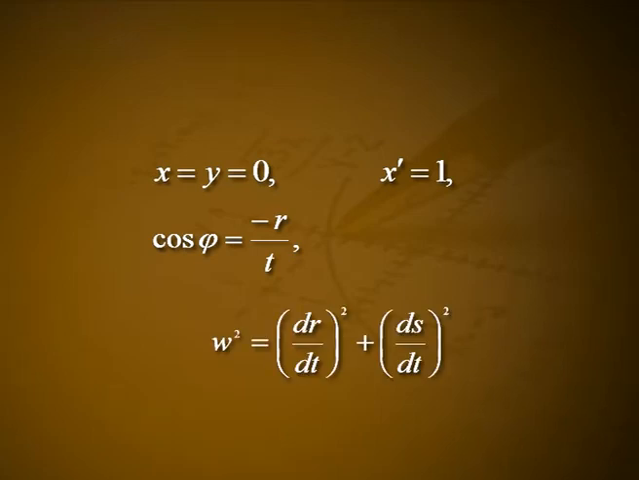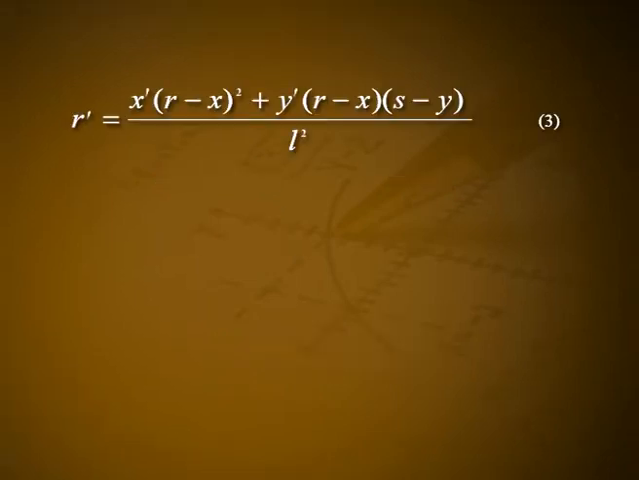For simplicity, we move the coordinate system so that at t equal to 0, the boat is at the origin and its direction of motion is along the x axis. Hence, we have at t equal to 0, x equal to y equal to 0, x dash is equal to 1, cos phi is equal to minus r by l, w squared is equal to (dr/dt)^2 plus (ds/dt)^2.